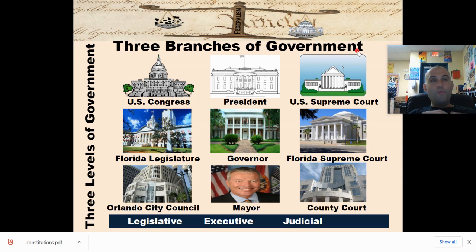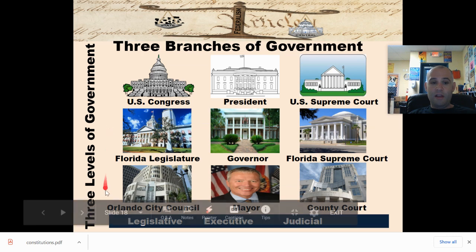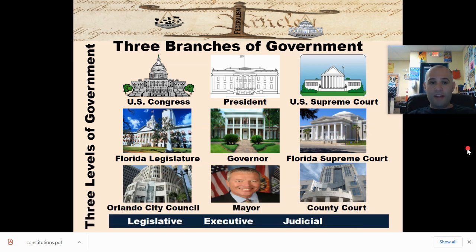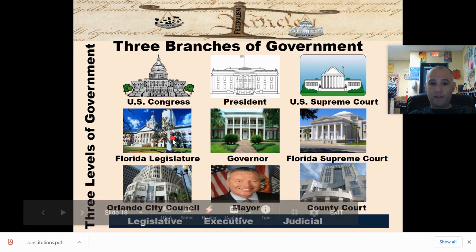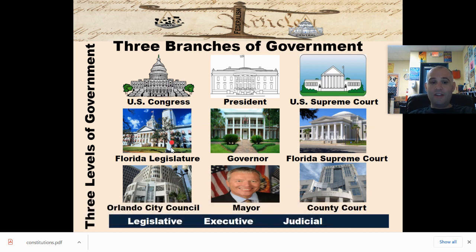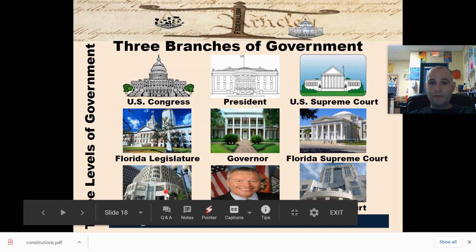Okay, so we have three levels of government in this country. Not just three branches of government, but also three levels of government. So we have federal government, state government, and local government. And for each level of government, there are three branches. So the legislative branch at the federal level is called Congress. The legislative branch at the state level is called the Florida Legislature. And the legislative branch at the local level is called City Council.